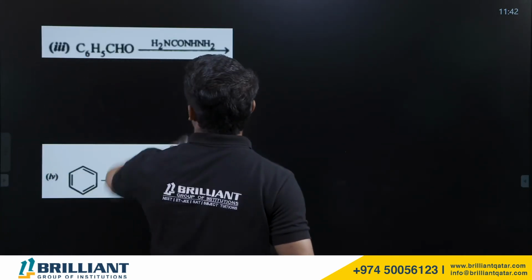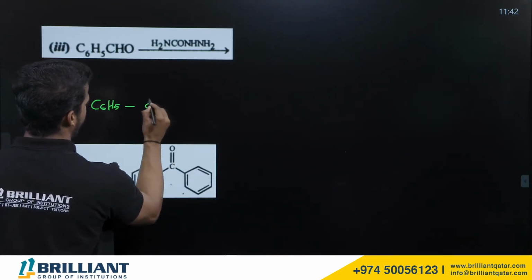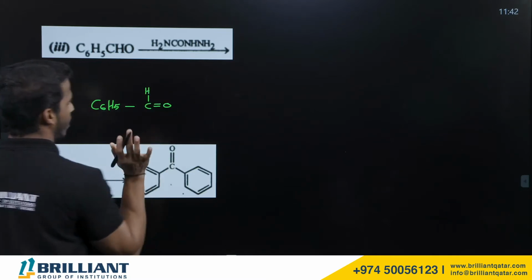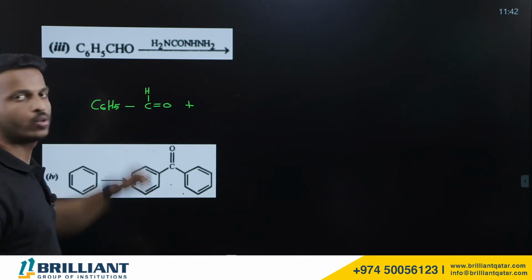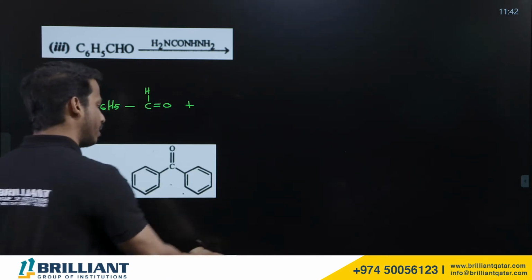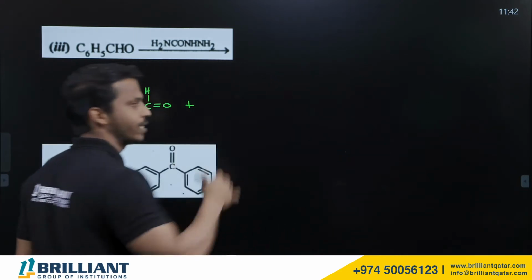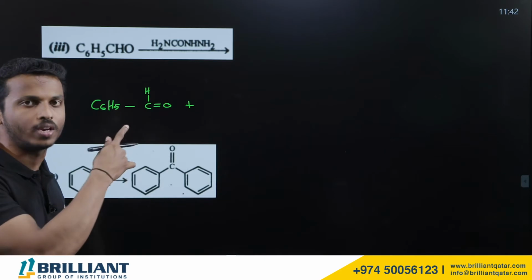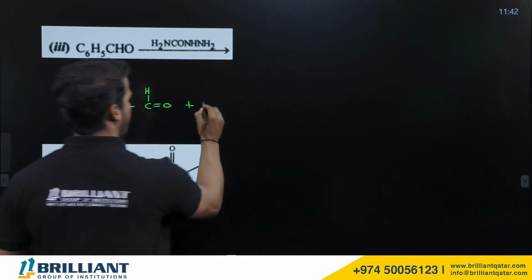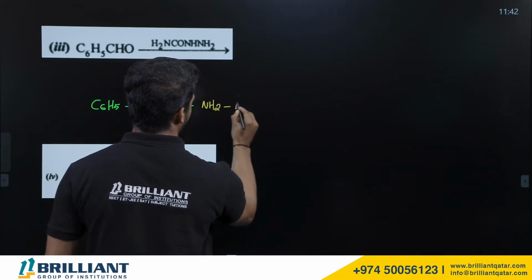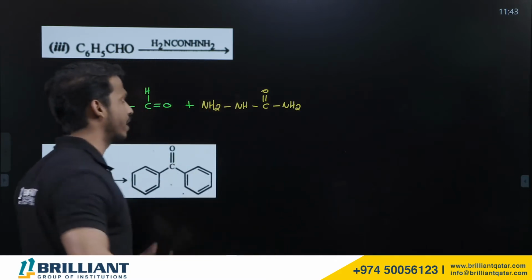Next one, C6H5CHO with this compound. Okay, what is this compound, dear students? NH2CONH is called semicarbazide. Mostly they will try to make a mistake in the question. Before, when we started the discussion of the aldehyde chapter, we discussed one question regarding semicarbazide. Dear students, when you write semicarbazide, please write it like this: NH2NHCONH2.